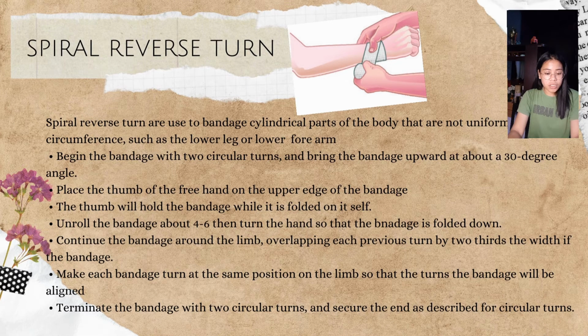And then make each bandage turn at the same position on the limb so that the bandage will be aligned. Then terminate the bandage with two circular turns and secure the end as described for circular turns.